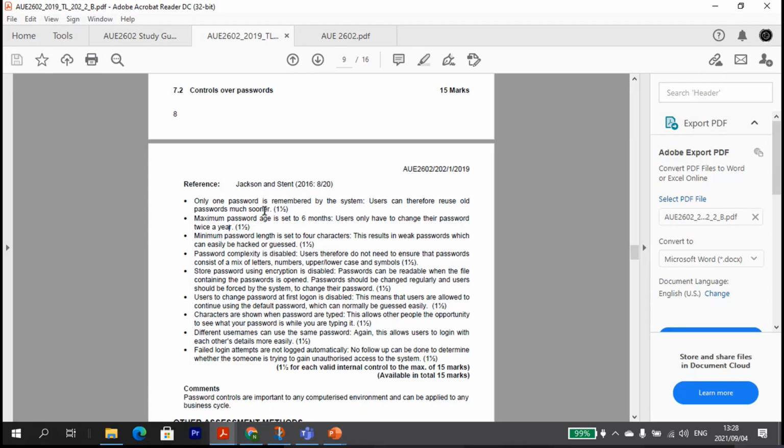Password complexity is disabled. Users therefore do not need to ensure that the password consists of a mix of letters, numbers, upper or lower case and symbols. Store password using encryption is disabled. Passwords can be readable when the file containing the password is open, therefore it can be changed. Users to change password at first login is disabled. This means that users are allowed to continue using the default password, which can normally be guessed.